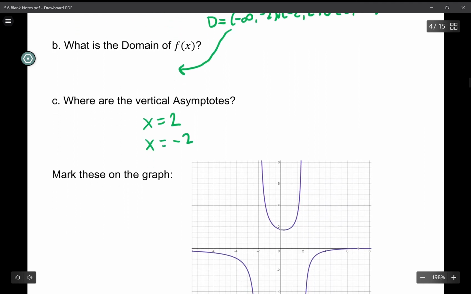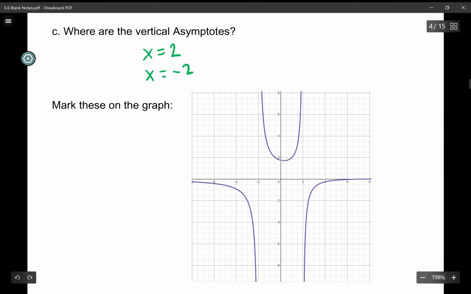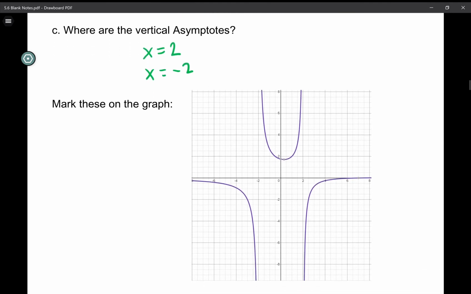Let's look at a graph and we can see what's going on here. This is a graph of the function that I graphed on Desmos. If we look at x equal to 2, that's this line right here, you can see that the function does not cross this line. It gets really close to it, as close as you want, but never crosses it. And that, of course, is x equal to 2. And x equal to negative 2 is this one over here, right?